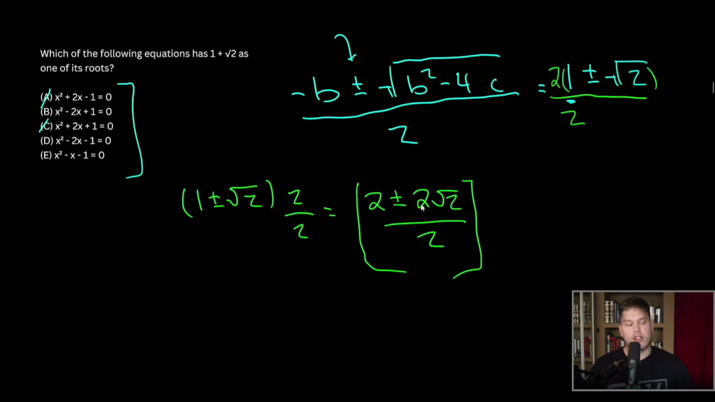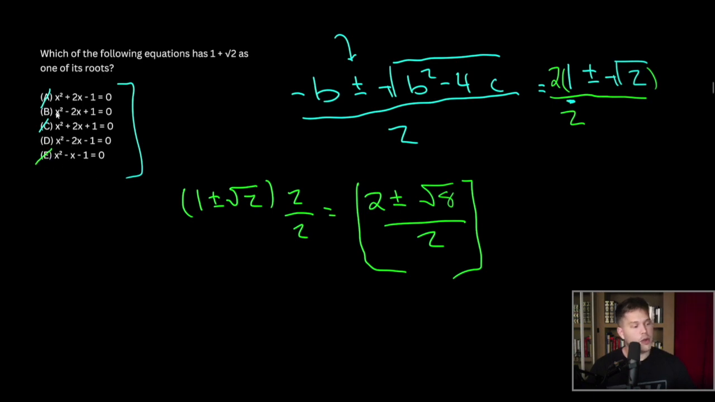Let's also just note that 2 square roots of 2 could be written as the square root of 8. And since everything here is under the radical, it might be easier to think of it this way. So now we can see that our b value needs to be negative 2. And so we can go ahead and eliminate answer choice E.